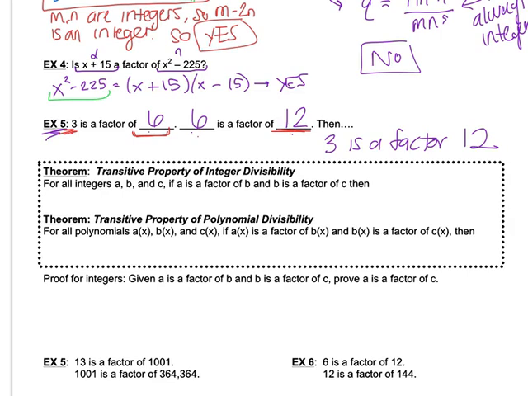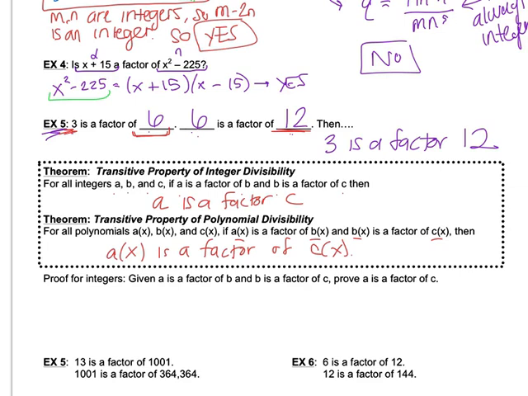So if you have integers a, b, and c, and a is a factor of b, and b is a factor of c, then a is a factor of c. And the same thing applies to polynomials. So you have a of x, b of x, and c of x. If a of x is a factor of b of x, and b of x is a factor of c of x, then a of x is also a factor of c of x.